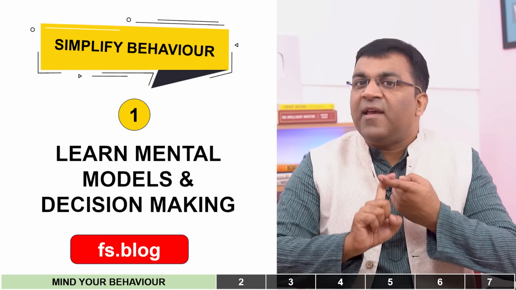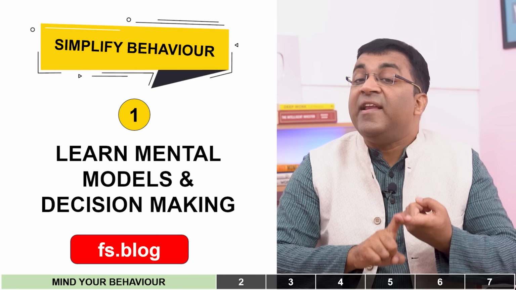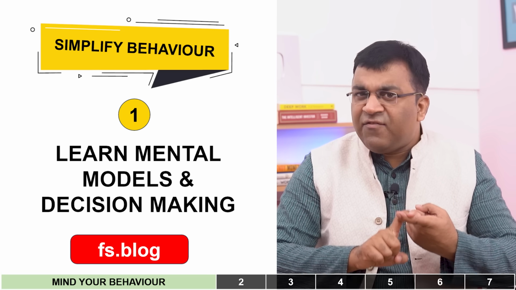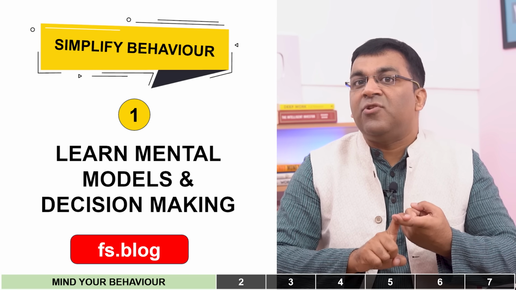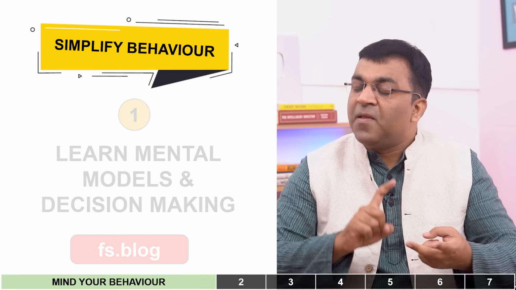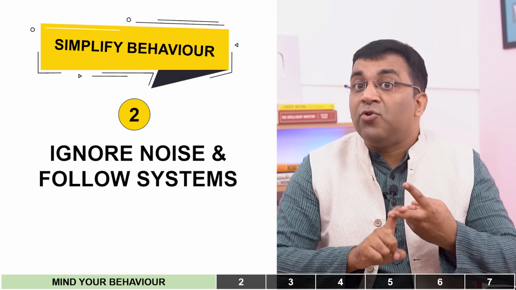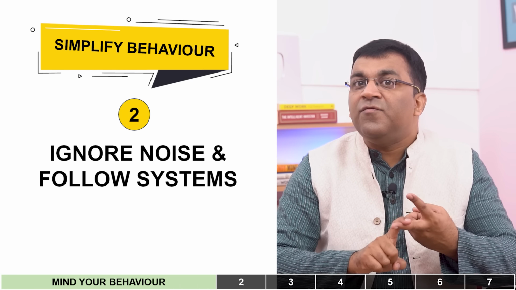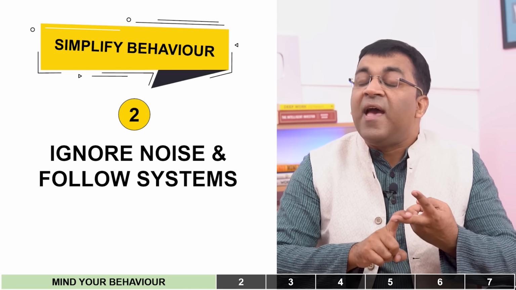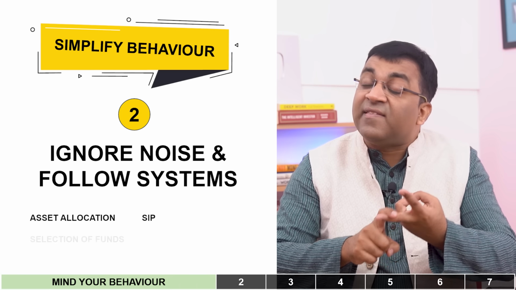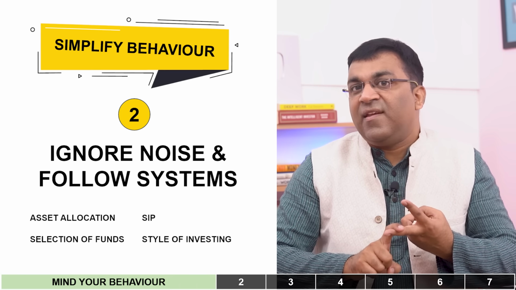Number 1 is education, and I highly suggest you read every article on this website, fs.blog, especially the section on mental models and decision making. The second simplification way is to ignore noise and to follow a system for most things, which includes your asset allocation, SIP, the selection of funds, the style of investing, etc.